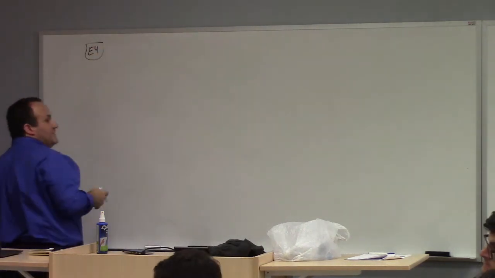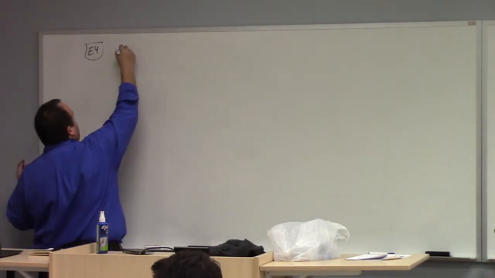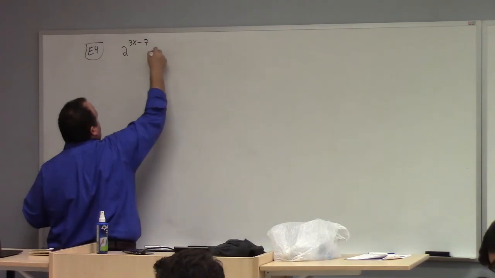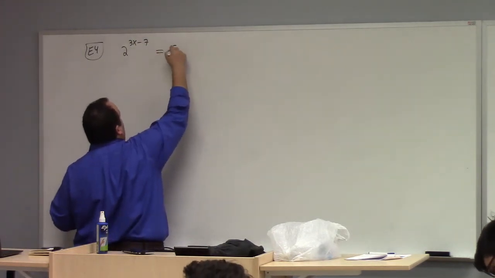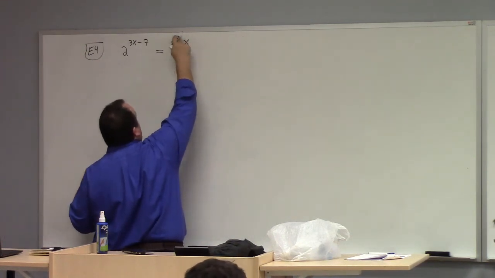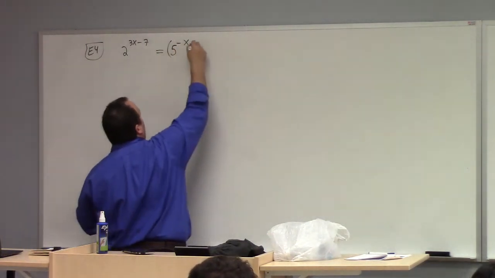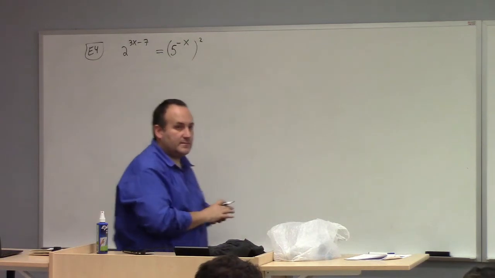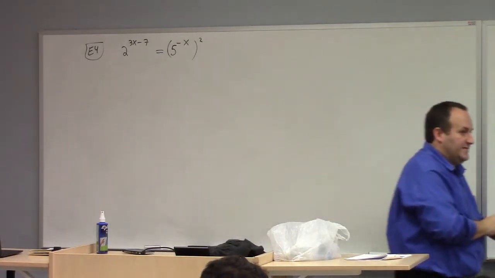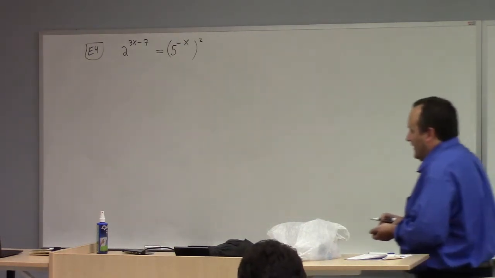So there are relatively simple problems where you can't help but have natural logs in the answer. For example, you get something like this: 2 to the 3x minus 7 equals, oh, I don't know, 5 to the minus x squared. Wow. See, this is actually easier than example 3, partly because it's just not going to have a pretty answer. There's no pretty answer to search after. But the answer's not too bad. Let's see how it goes.